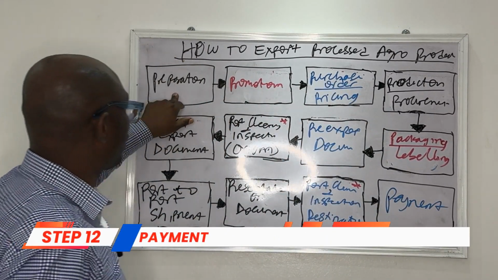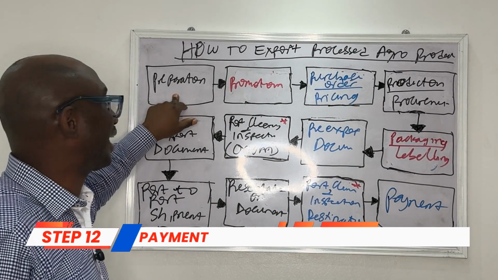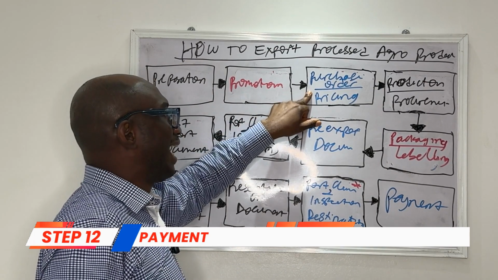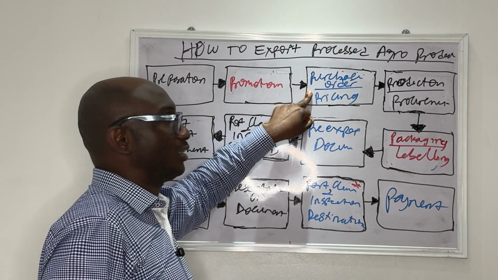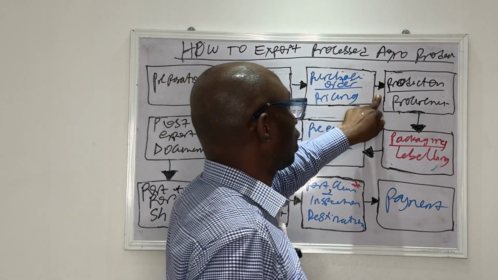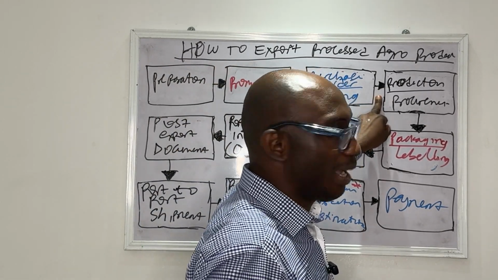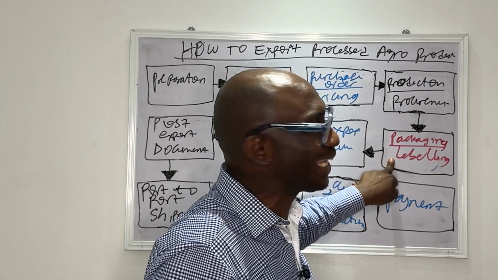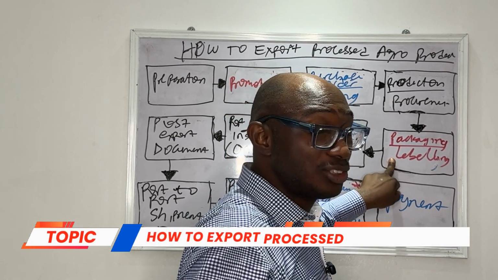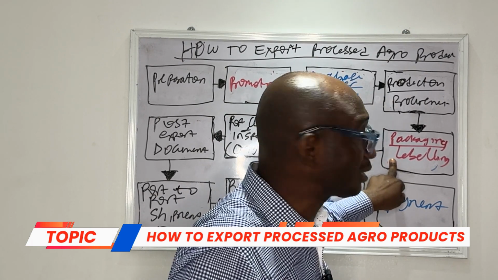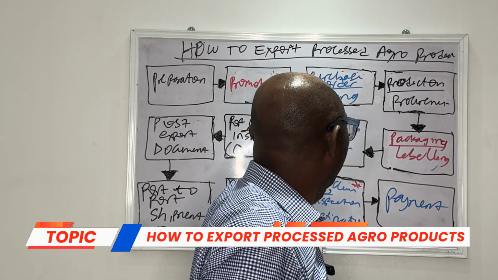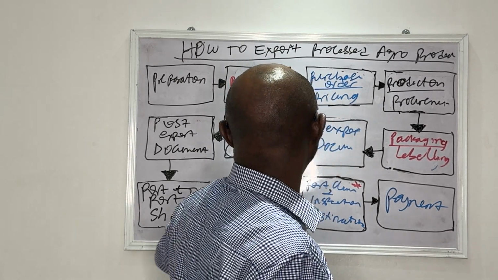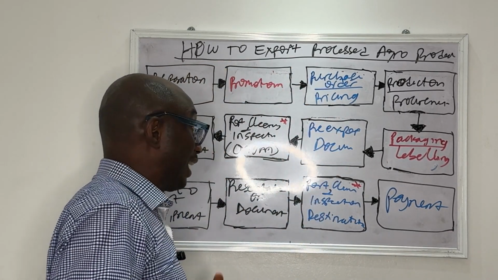Again: preparation to export cashew nut, roasted cashew nut, promotion to get a buyer, purchase order agreement, signing and pricing of the cashew nut agreed, production or procurement depending on whether I'm a merchant or manufacturer, packaging and labeling. The intricacy of packaging and labeling is important because I'm tracing food. Then pre-export documentation, which is the documents required to clear the goods for export.